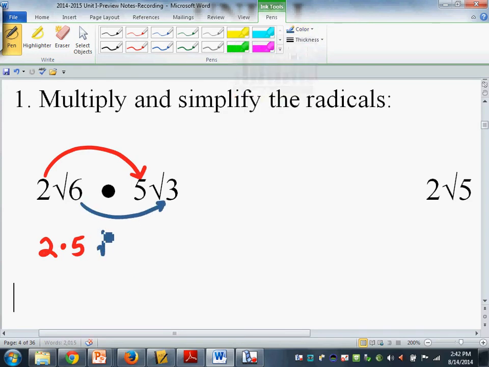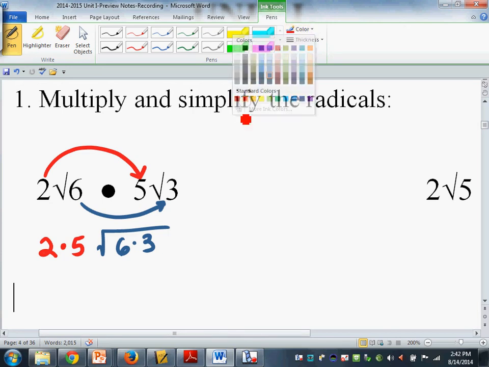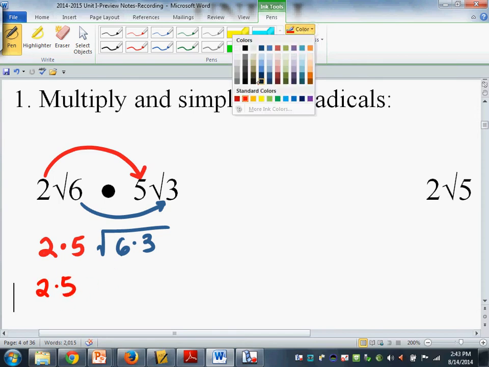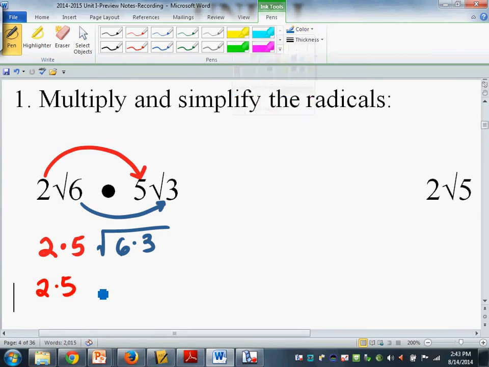And then we do the innies, square root 6 times 3. Now you actually don't want to multiply. The key to multiplying is not multiplying, it's factoring. Let me show you what I mean. So on the outside it's going to be 2 times 5 again, and on the inside we're going to factor that 6 down. So technically that's 2 times 3 times that 3 again.